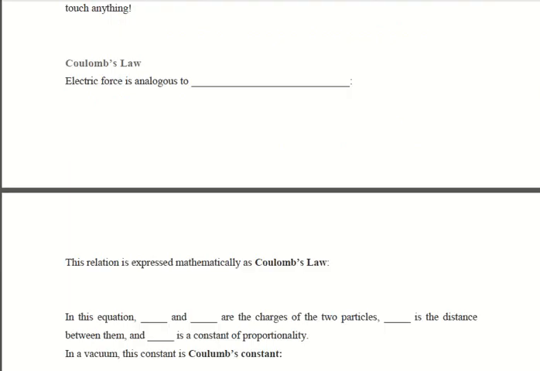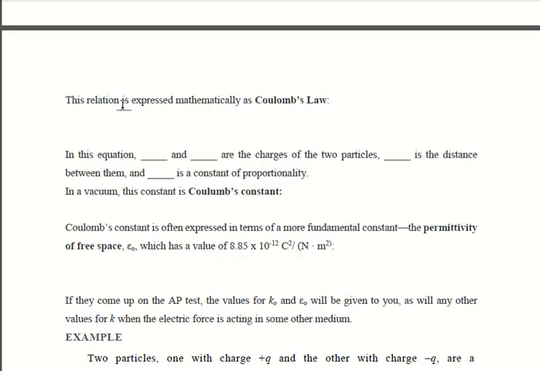So this electric force, it's kind of analogous to what you studied last year, gravitational forces. Electric force is analogous to gravitational force. So if you remember, gravitational force depended on the size of two masses, and it depended inversely on the square of the distance that separated them. When we talk about electric forces, specifically Coulomb's law, it's almost the same.